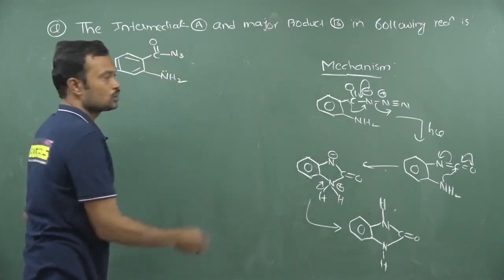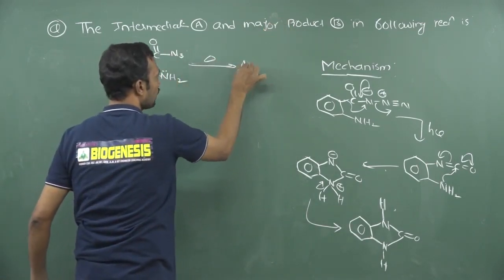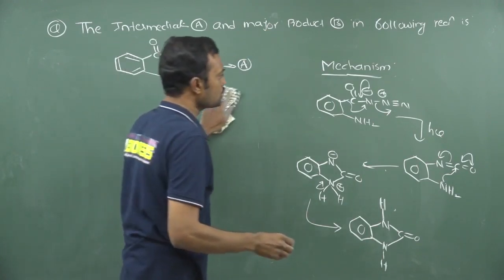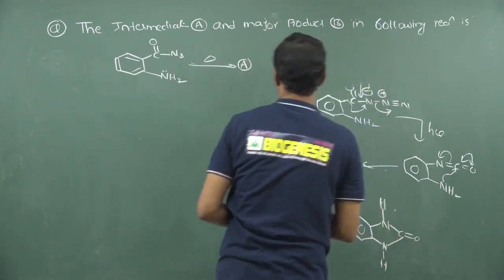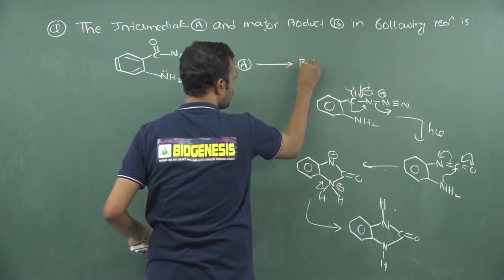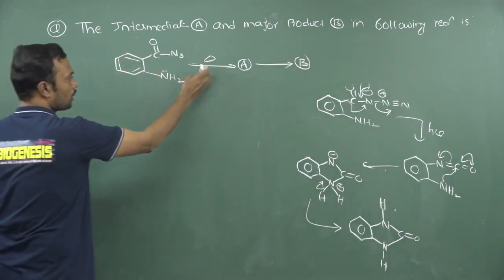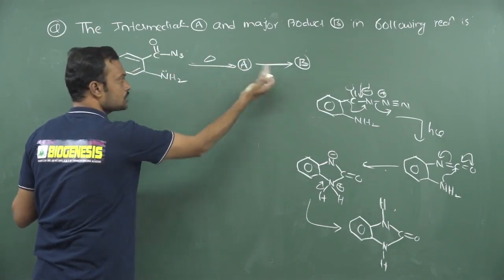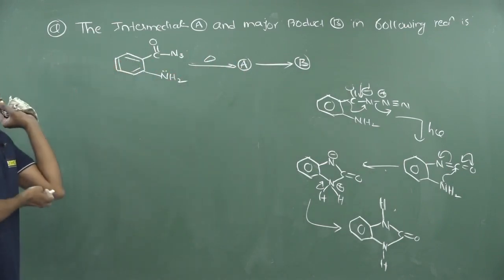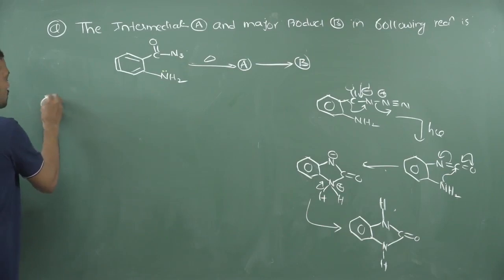So what have they given? First they have given thermally, and that is A. After giving this, they have given one more arrow, and they are saying that is B. The question is, if this molecule is under thermal conditions, what is the intermediate? And further it will give a product B. Okay. So now see, these are the options.